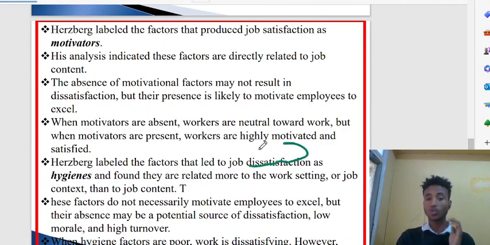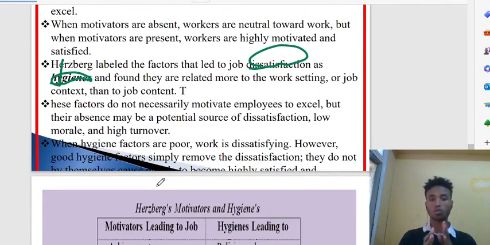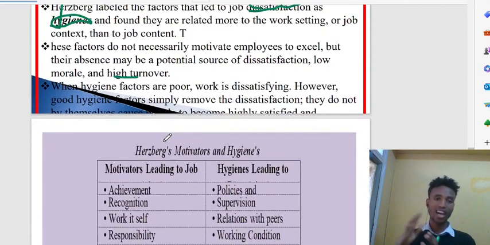What does hygiene factor mean? He found they are related more to the work setting or context than to the job content, that is, job conditions. These factors do not necessarily motivate employees to excel, but their absence may be a potential source of dissatisfaction, low morale and high turnover.